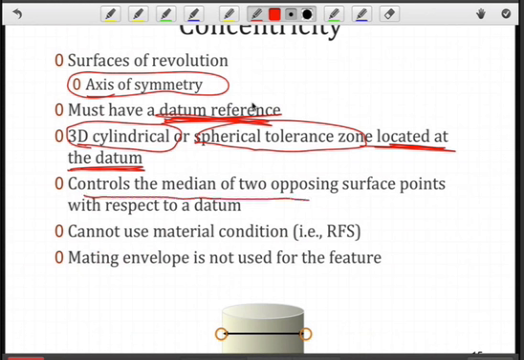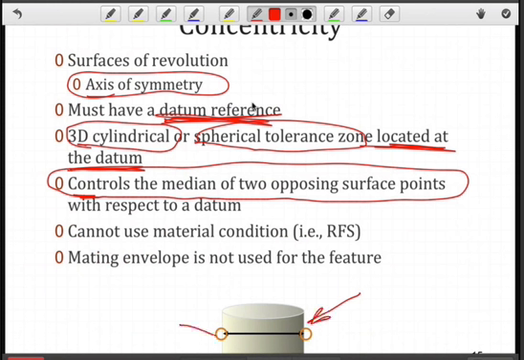For concentricity, it's slightly different than what we've seen in the past in that we're going to use surface points as shown in the figure here, and the surface points will be opposite each other within the feature. So what we're actually controlling is the median or midpoint of those two surface points. So once I know the surface points, then I can define the median.